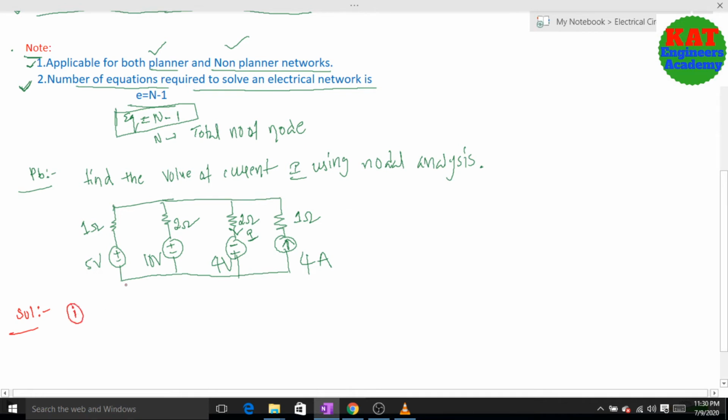The first step is to identify the number of nodes. Here, just listen, you always identify the principal nodes. This 1 ohm branch is interconnected here, 2 ohms is interconnected here, 2 ohms is connected here, and the next 1 ohm is also connected here. So finally we can say that this node, this node, this node.